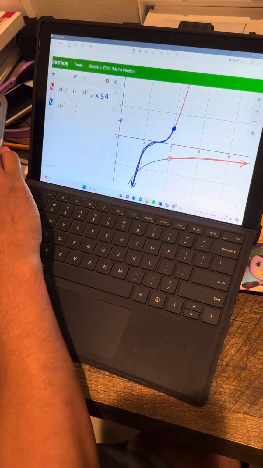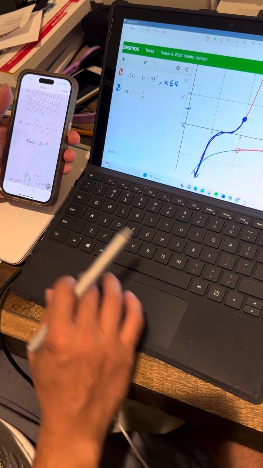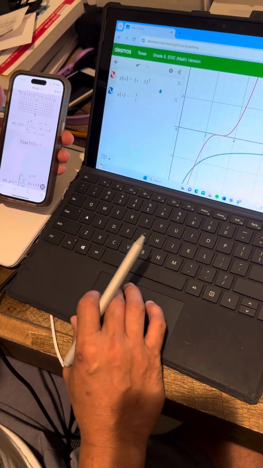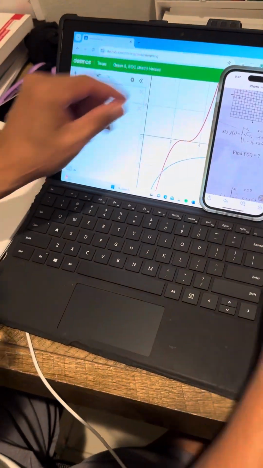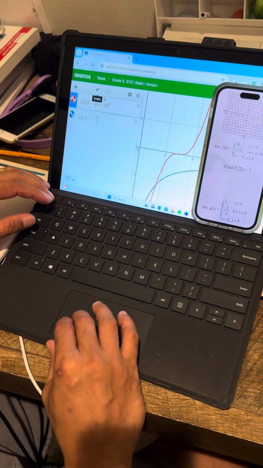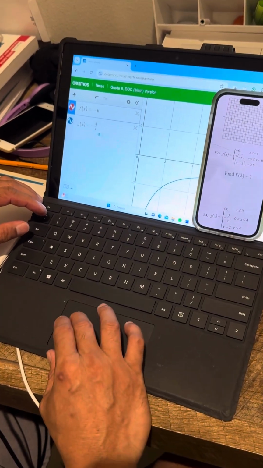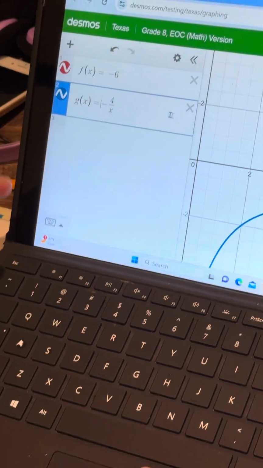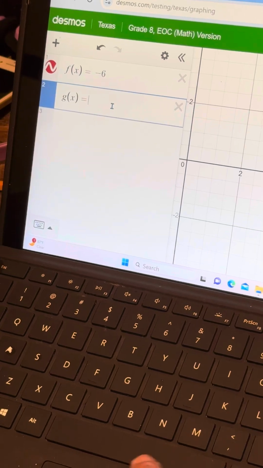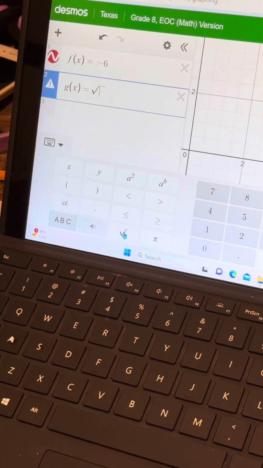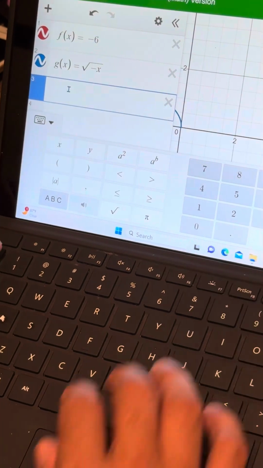Okay, now let's go on to question number 82. They said find f of 2. Same thing. I'm going to type the functions. The functions here are f of x is equal to negative 6. Okay, that's red. And f of x is the square root of negative x. I'm going to check the radical sign. Square root of negative x, and then the other one is absolute value.